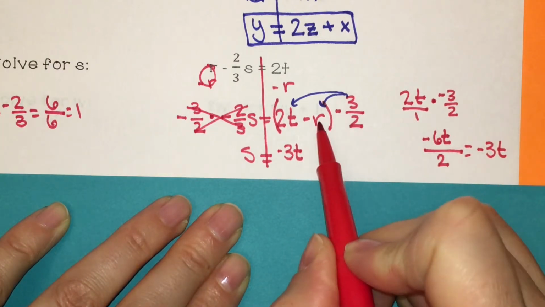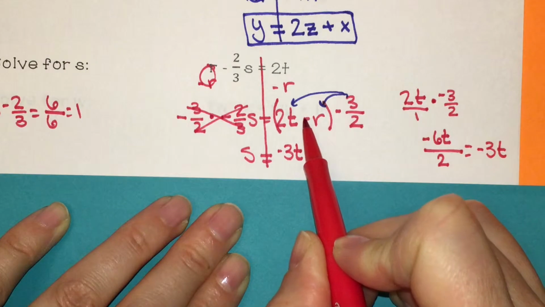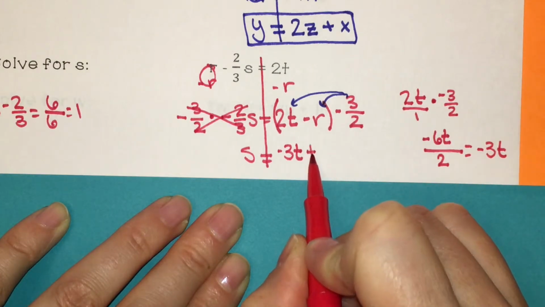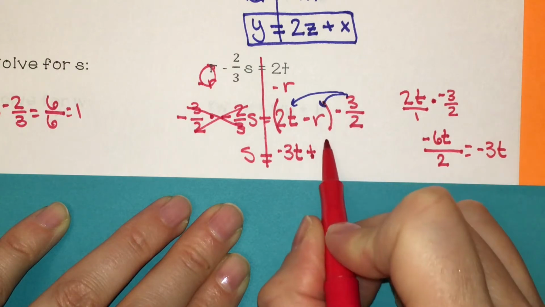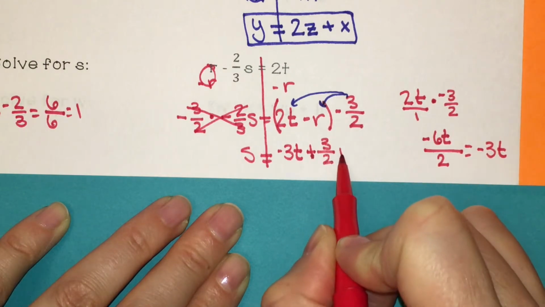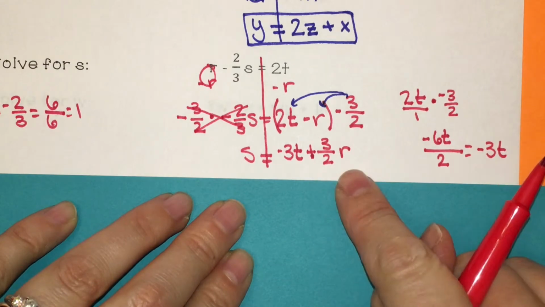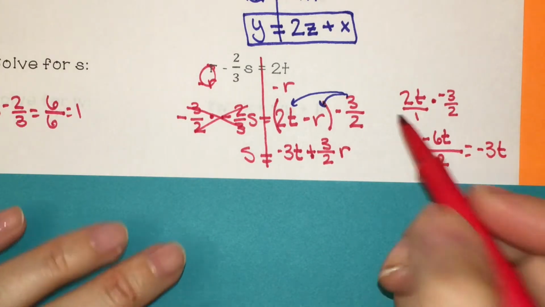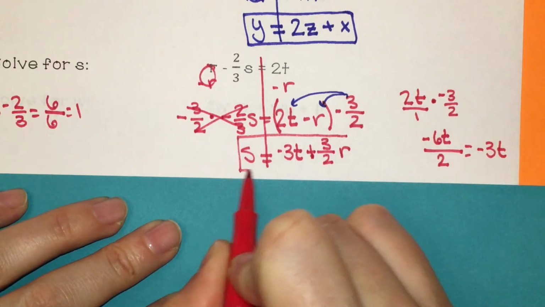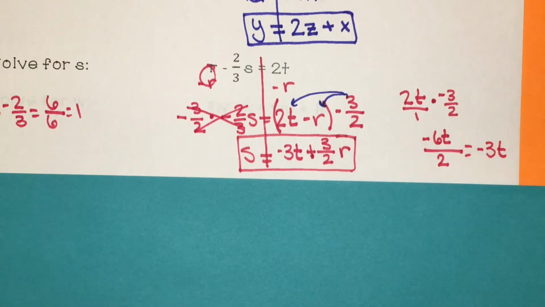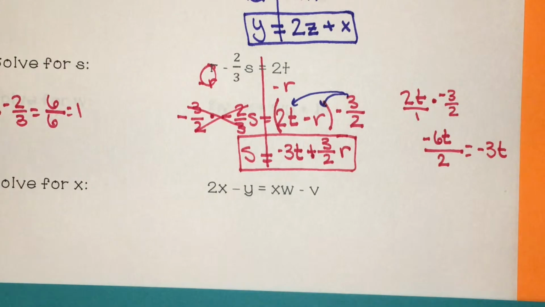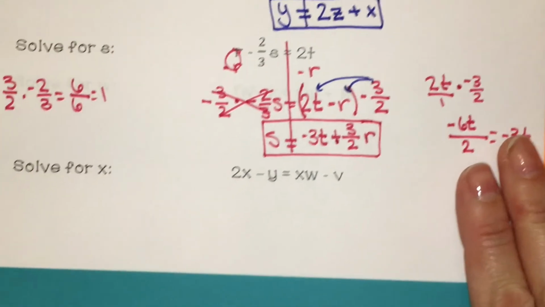Here, when I multiply negative 3/2 times this minus r, a negative times a negative is a positive, and 3/2 times r is just 3/2 r. Remember, anytime you have a number multiplied by a variable, you just stick them together with the number right in front. Okay. So that is what s equals. That one was a little more complex. We had to do quite a few more things. All right, the last one that I'm going to show you is even more confusing.